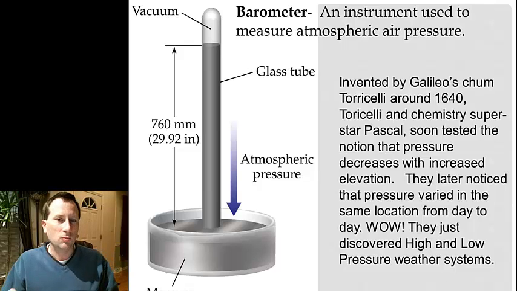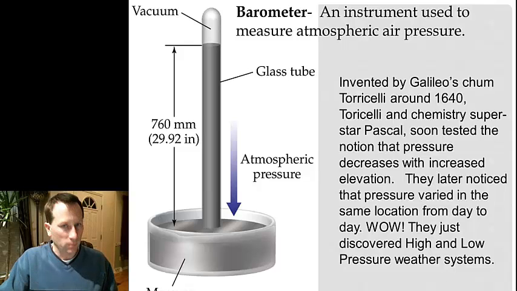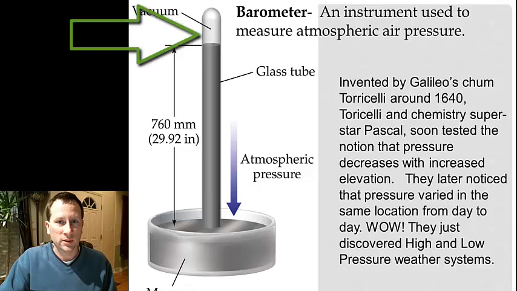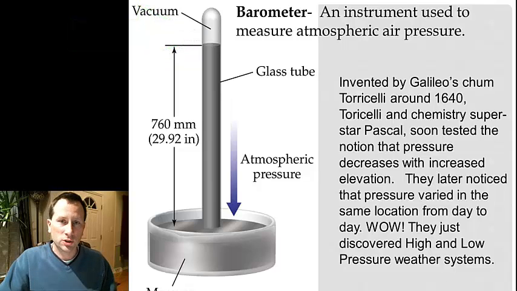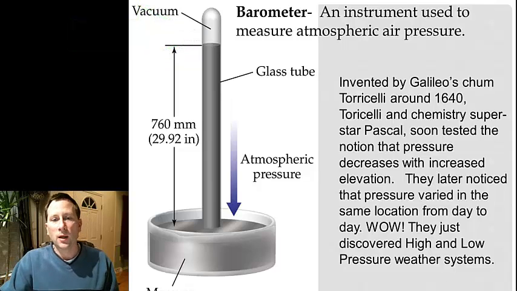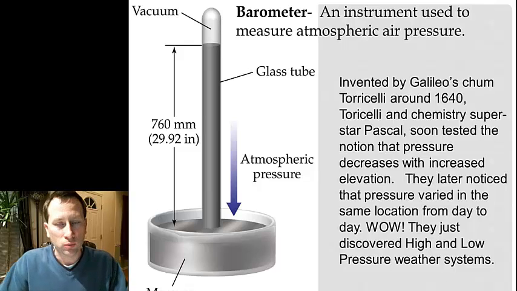If we look at the barometer, it's a test tube filled with mercury, flipped upside down and placed in an open dish of mercury. The little gas bubble up here isn't gas at all. It's a vacuum. I did a demo in class and tried to explain that that should be a vacuum, but I didn't have a way of making it a vacuum. So Torricelli in 1640 invented the air pressure barometer.